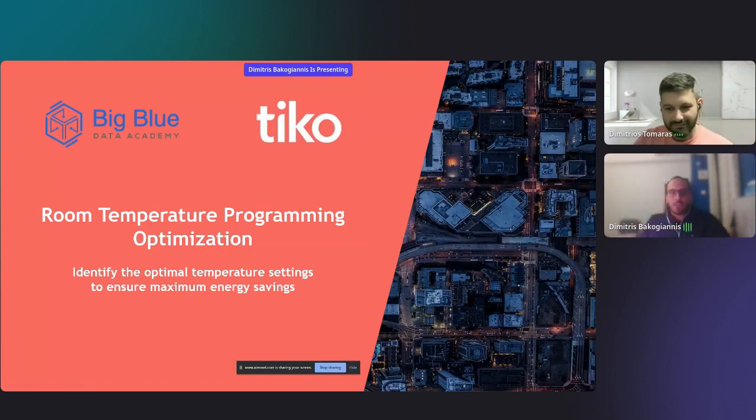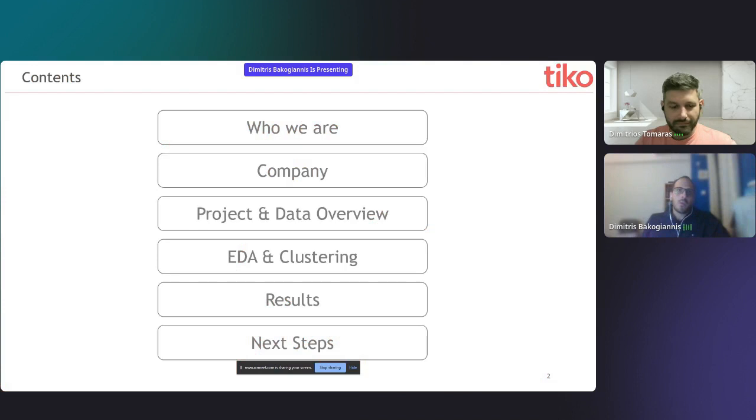The title of this project is Room Temperature Programming Optimization, and the goal of this project was to identify the optimal temperature settings that will maximize the energy savings. We will briefly describe who we are and the company. We will proceed with the project and data overview, following the EDA and clustering, and we will conclude with the results and the next steps.